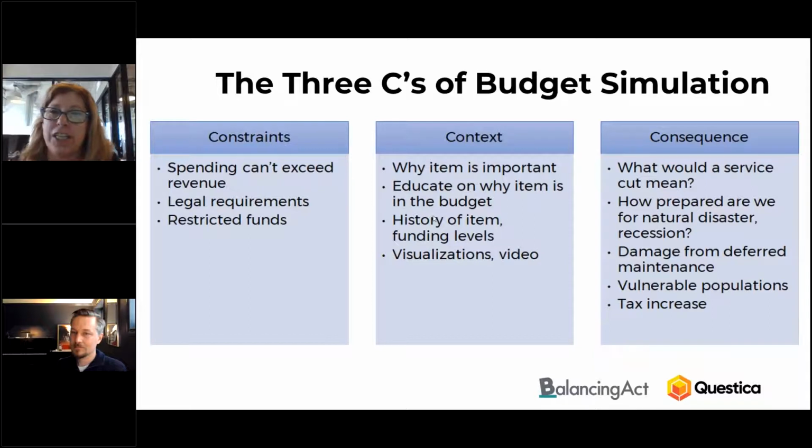One of the things we think is more important than perhaps doing a survey is a budget simulation. While surveys can give you some information, what's great about a budget simulation is it provides what we call the 3 C's. One is constraints: a simulation that shows both the revenue and the expenditure side shows that I can't just say, yeah, I think they're all important. Everybody has to have a balanced budget. I can't spend more than what comes in. There are legal requirements, and there are restricted funds.